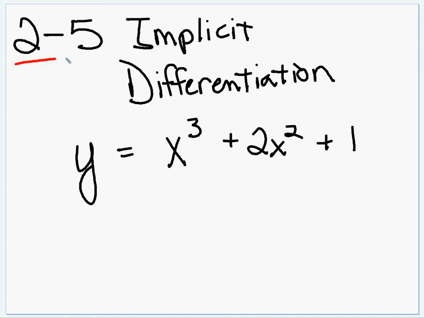In this one, we're going to do section 2-5 from the textbook. It's called Implicit Differentiation. And let me introduce it this way. Here is a function, y equals x cubed plus 2x squared plus 1.